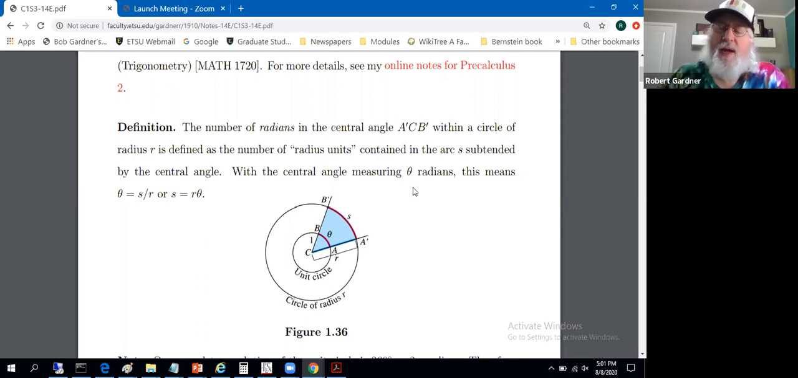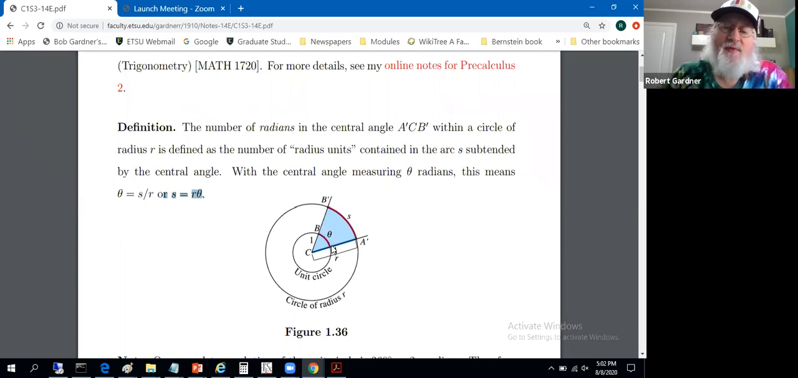With central angle theta measured as theta radians, this means S equals r times theta. S is the arc subtended, and it's the radius units contained in S. It's how many copies of the radius r there are along this arc S. So S equals r times theta is the relationship for arc length and theta. This comes from the very definition of how we're measuring theta. If I want to solve it for theta, then we get theta equals S divided by r.